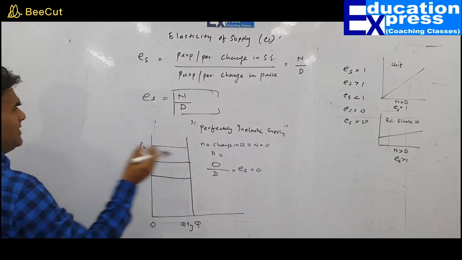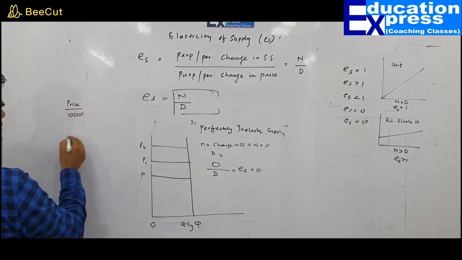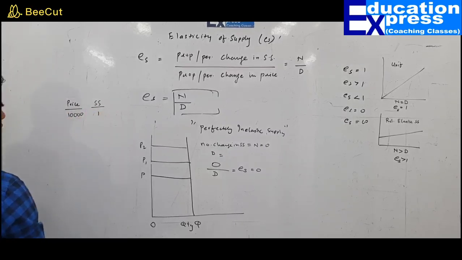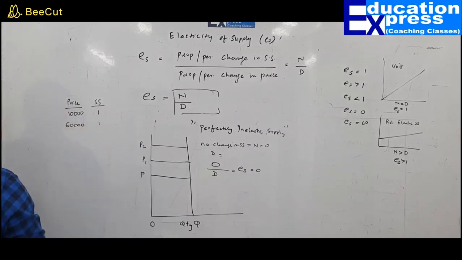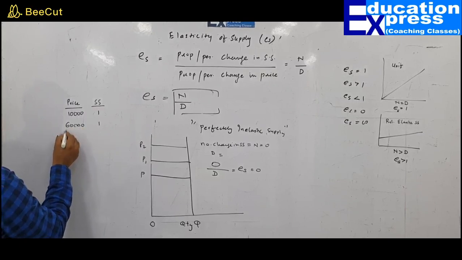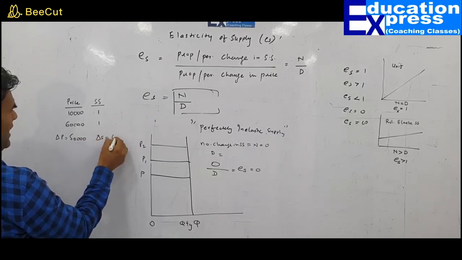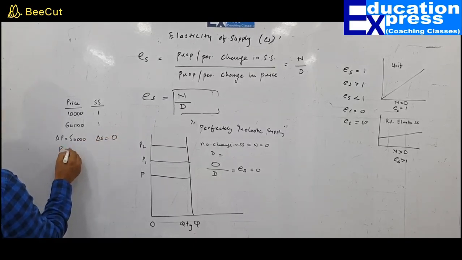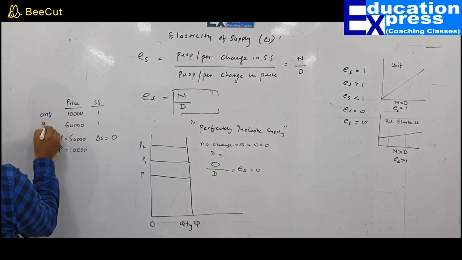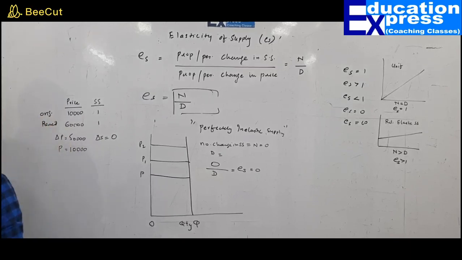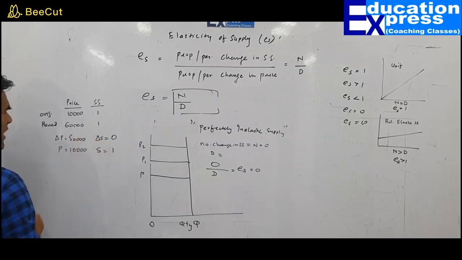You can understand this with the help of the following schedule. Suppose when the price was $10,000, supply was one single unit. Price went up to $60,000. Supply yet remains one only. What is the change in the price? The change in the price is $50,000. What is the change in the supply? That is 0. What about the original price? 10,000. What about the original supply? This is original, this is revised, and this is the change. So the original supply is 1. Change in supply is 0.